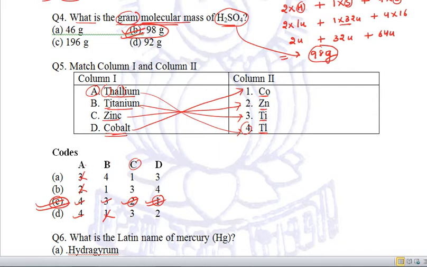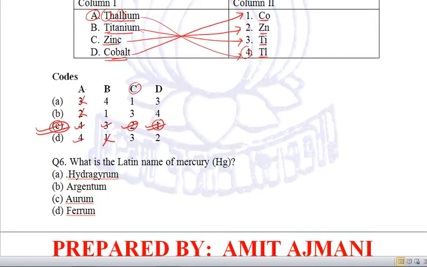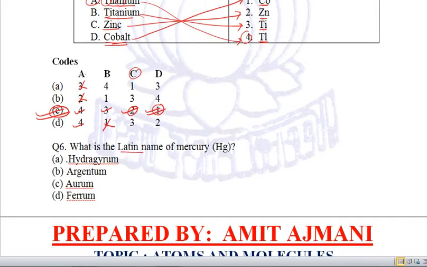Clear? Next question is: what is the Latin name of mercury? Hg. Anything else given, I think it doesn't make any sense why these options are given, because it is the only one starting with H. It is hydrogen. Argentum, we should revise that it is basically silver.